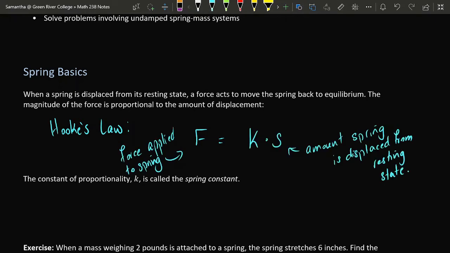Now, when we say that the magnitude of the force applied to the spring is proportional to the amount by which the spring is either stretched or compressed compared to its equilibrium, resting state, that means that the force is equal to some constant multiplied by the amount of displacement. That constant, here represented by the variable k, is called the spring constant, and it is a measure of how stretchy or how rigid your spring is.